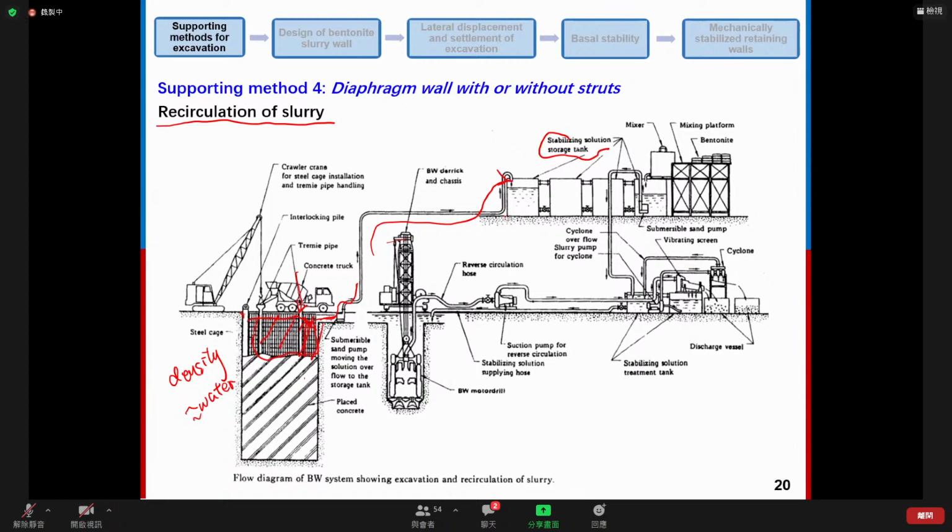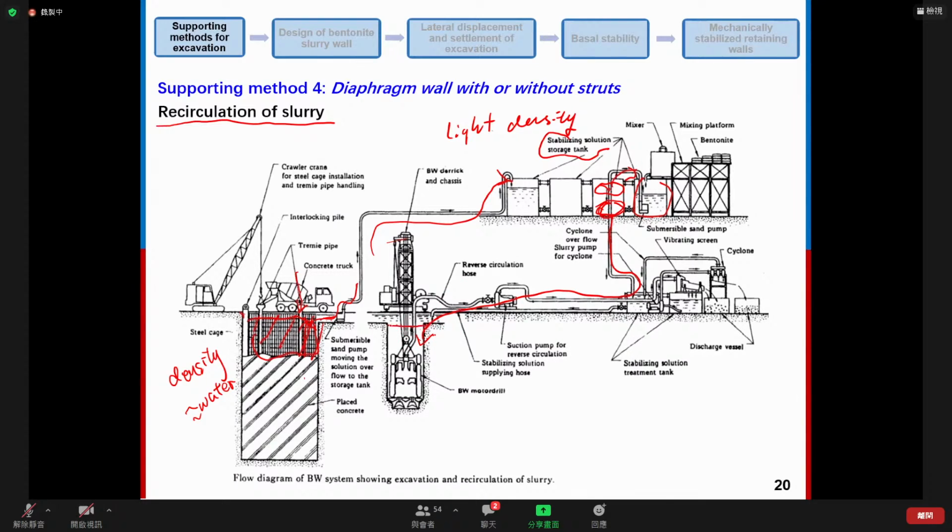Also, due to the light density of bentonite, it's not difficult to separate the bentonite from other soil particles. The lower part is going to be, for example, sand or other soil, which is heavier than bentonite. Then we take this used bentonite and mix it with water, and then we can form a new bentonite slurry. And then we pump this new bentonite slurry to a newly excavated panel.